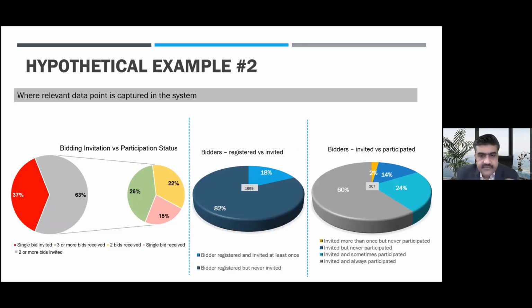So now, again, at a very high level, in 37% of the cases, the bids were not invited. The bids were invited from a single vendor only. And in 63% of the cases, 2 or more bids were invited. However, ideally there should be 3 bids, which was not there. So out of where the 2 or more bids were invited, in 26% of the cases, 3 bids were received. In 22% of the cases, only 2 bids were received, and in 15% only 1 bid was received. So effectively 15 plus 37, wherein only 1 person was asked the information and was given the contract. So again, that defeats the purpose.